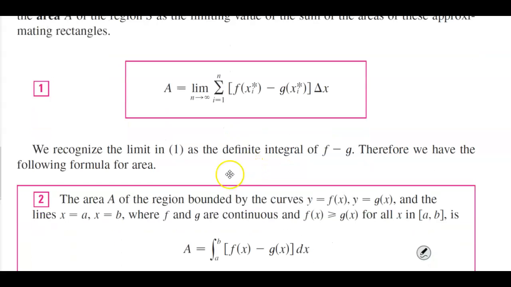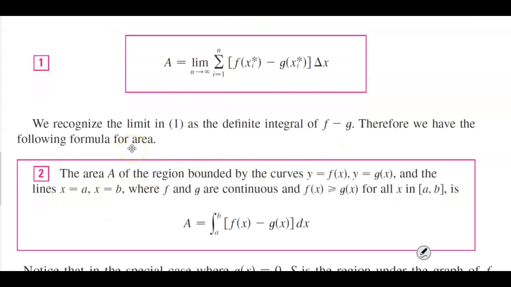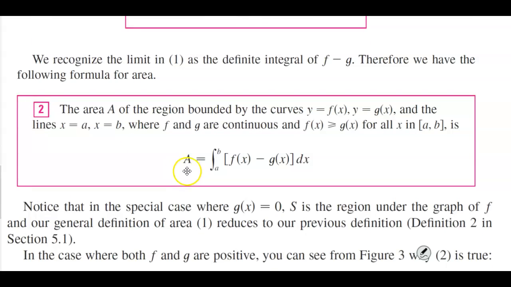Now, we recognize that the limit in definition number 1 is the definite integral of f minus g. So therefore, we have the following formula for the area. The area for definition number 2 is equal to the integral from a lower limit of a to b of the function f of x minus g of x times dx.